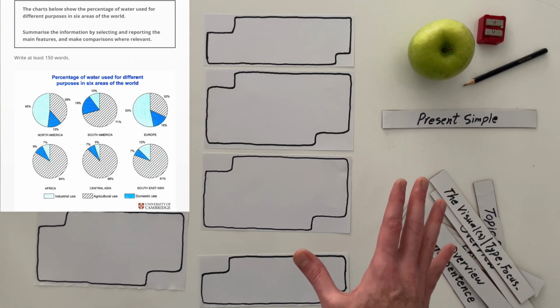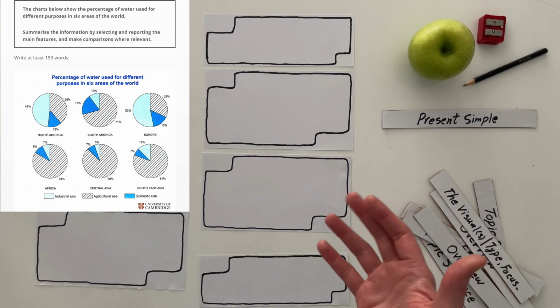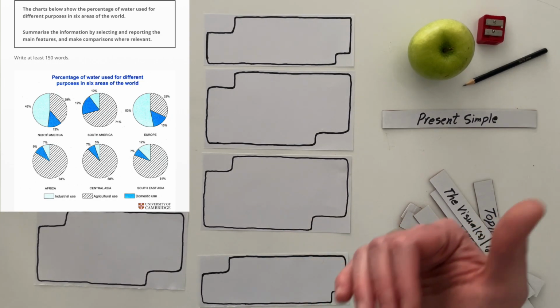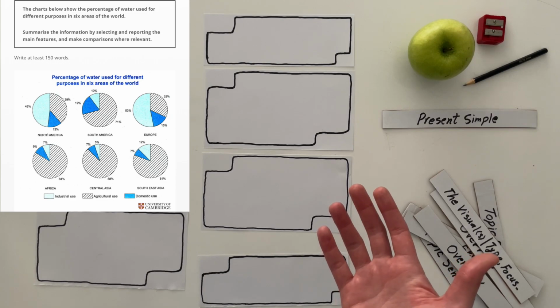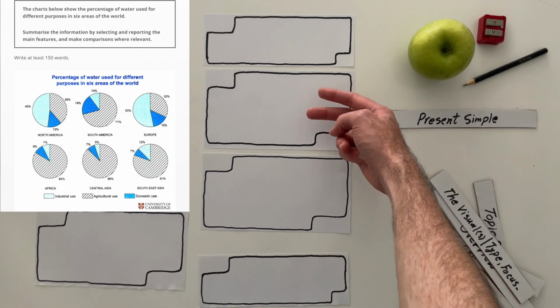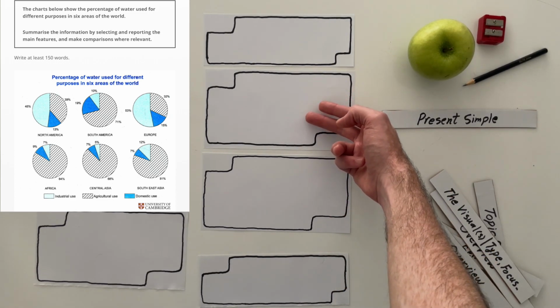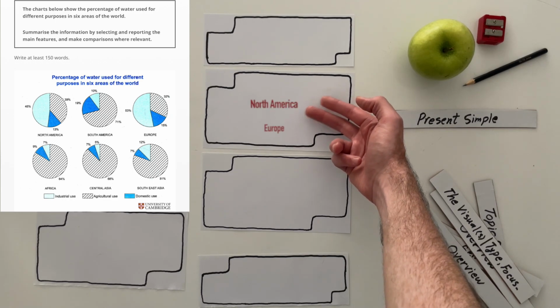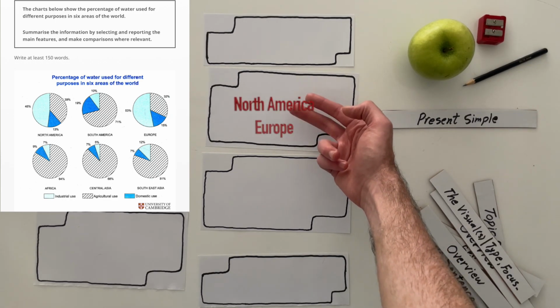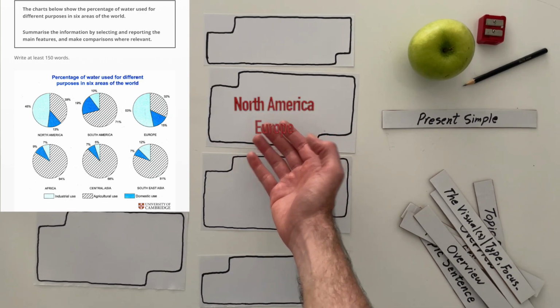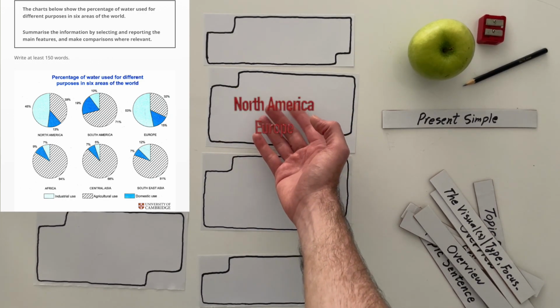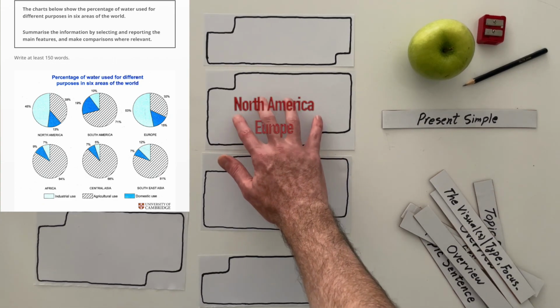The easiest method, and please pay attention that I'm only giving you a suggestion, would be to introduce industrial use for North America and Europe here. Focus on North America and Europe, and you can also talk about the other elements, the agricultural use and the domestic use here. So we focus on two continents here.